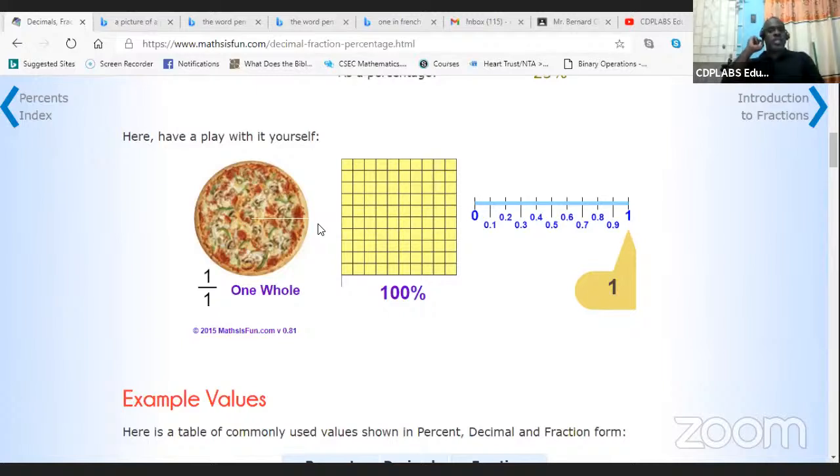So the first thing in your column, you're going to write 1/1 for fraction. Second column, you're going to write 100%, just like how it is. And the third column, you're going to write 1. So everybody write that quickly.